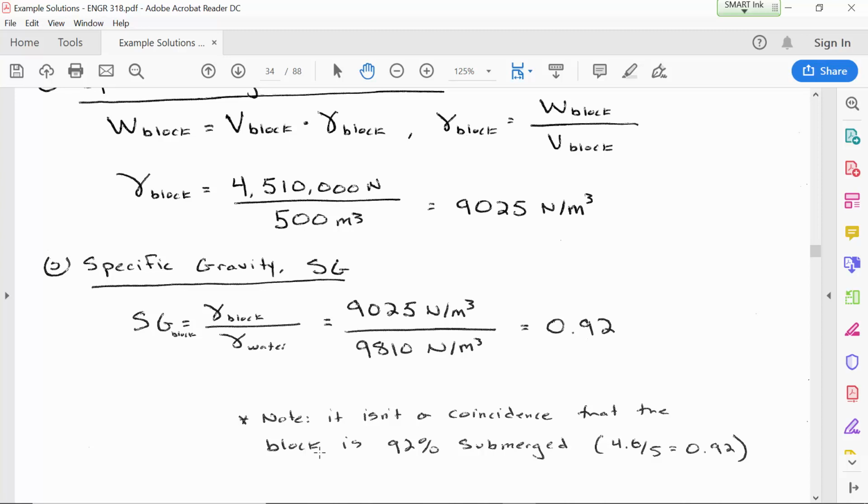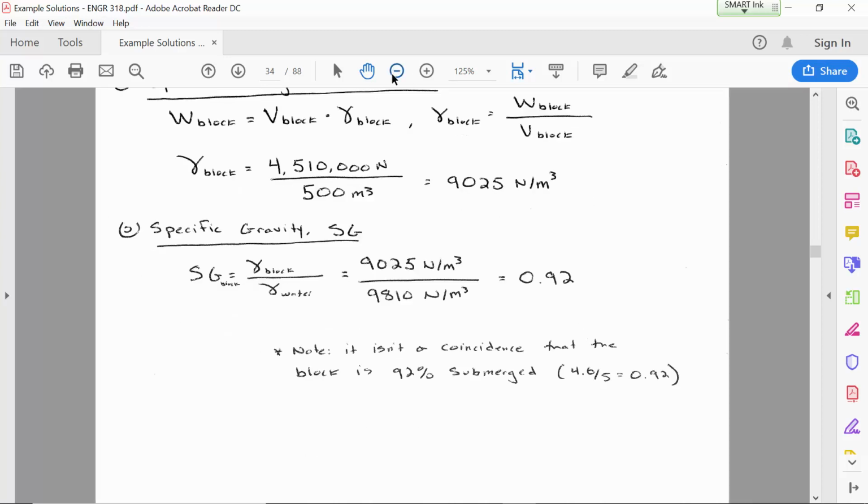So if you have an object that has a density of half of that of water, half of it will be submerged and half of it will float above the waterline. So the lighter the object is, the less of it will be submerged, because you don't need so much water displaced in order to support the weight of the object. Any questions about this example?